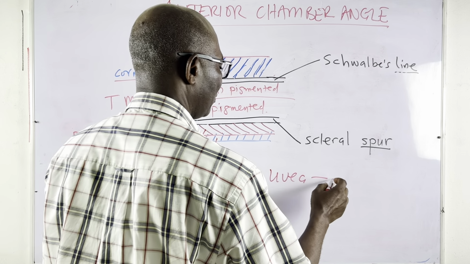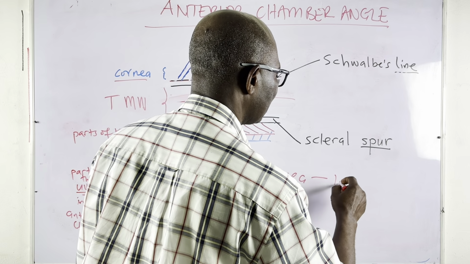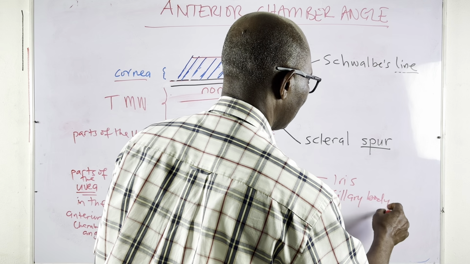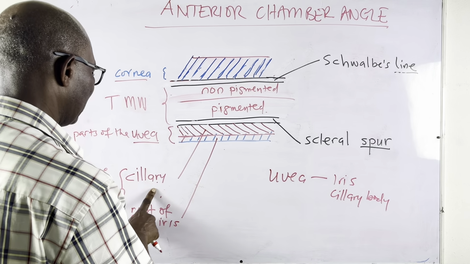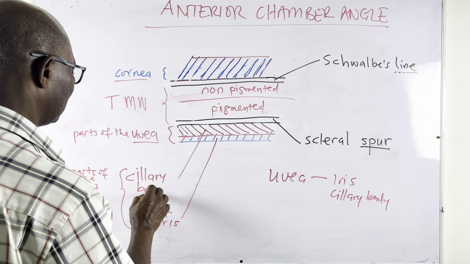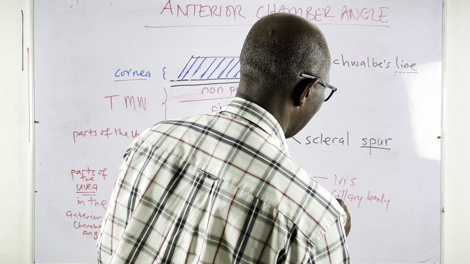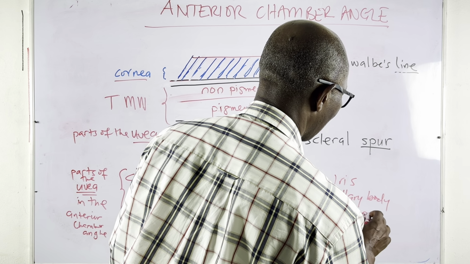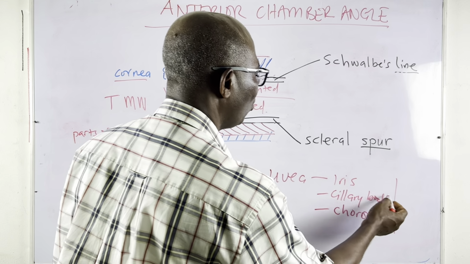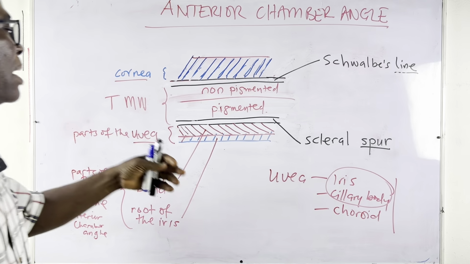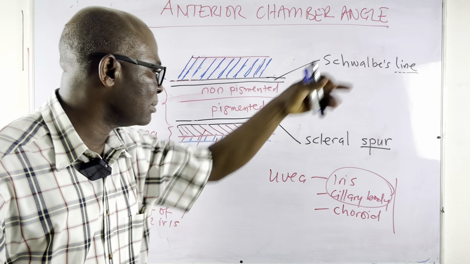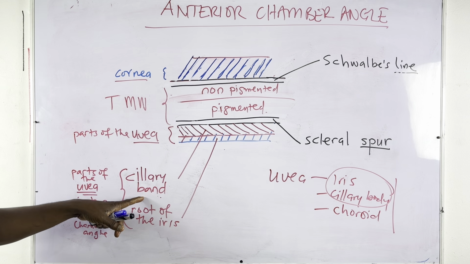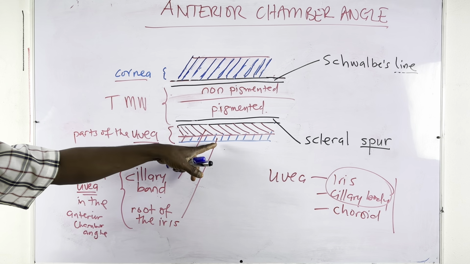From the front to the back, we have the iris, the ciliary body, and then the choroid. These are the 3 parts, but only the anterior 2 appear in the anterior chamber angle. When it appears there, the ciliary body contributes what we call the ciliary band. And then we have the root of the iris, which is the next one.